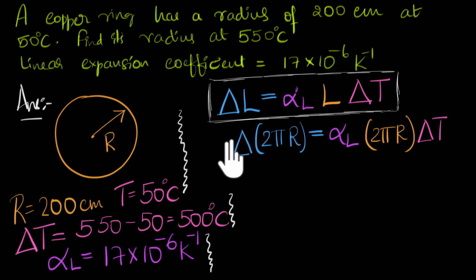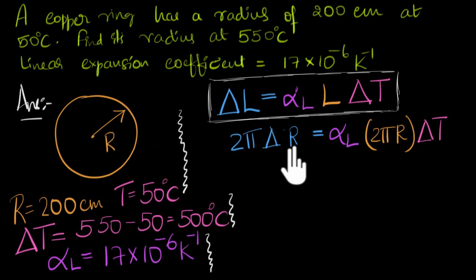But notice that when you're calculating change in 2 pi r, 2 pi is constant. It's not changing. How do you calculate change? You usually do a final value minus initial value, right? So it could be something like 2 pi r2 minus 2 pi r1. But notice 2 pi is common in that, so we could just pull this 2 pi outside the change. We could write this as 2 pi delta r.